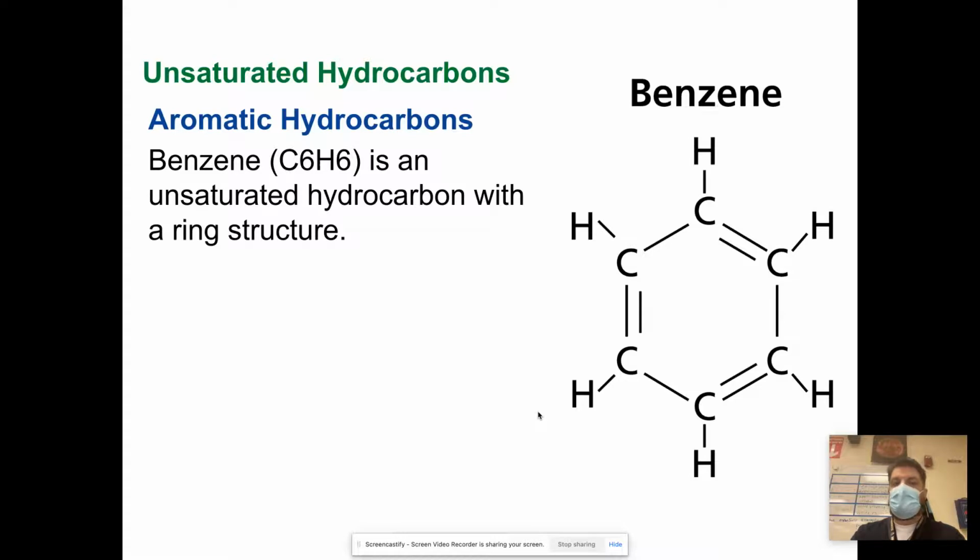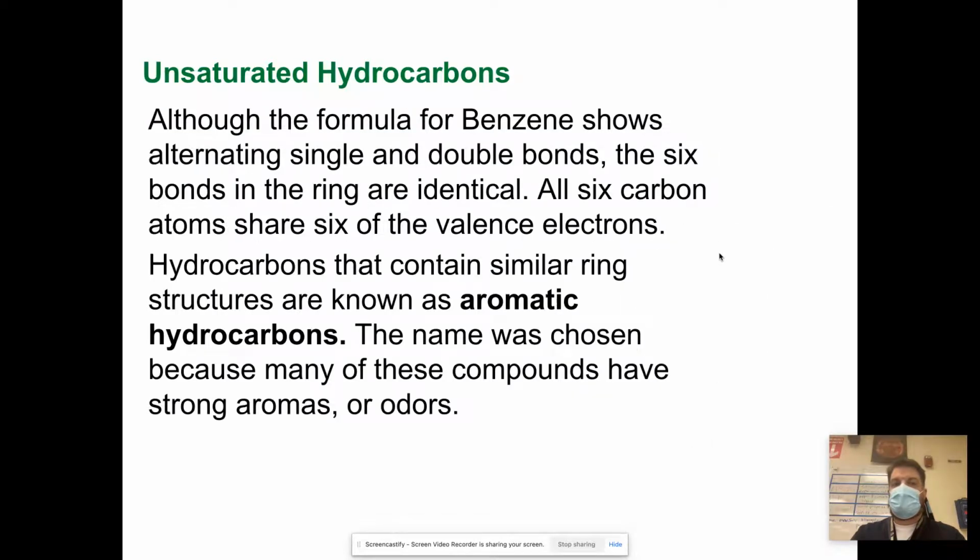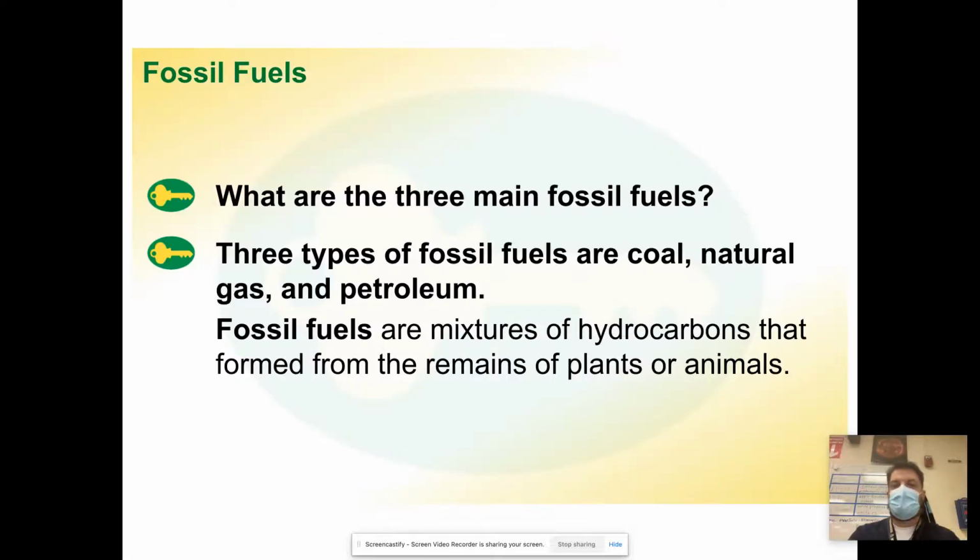Aromatic hydrocarbons. Benzene is known a lot because of its ring; these are called benzene rings. There are 3 double bonds, and it's in a ring structure. Although the formula for benzene shows alternating single and double bonds, the 6 bonds in the ring are identical. All 6 carbons share 6 of the valence electrons. Hydrocarbons that contain similar ring structures are known as aromatic hydrocarbons. The name was chosen because many of these compounds have strong aromas or odors. Odors, not orders. Can't talk today.